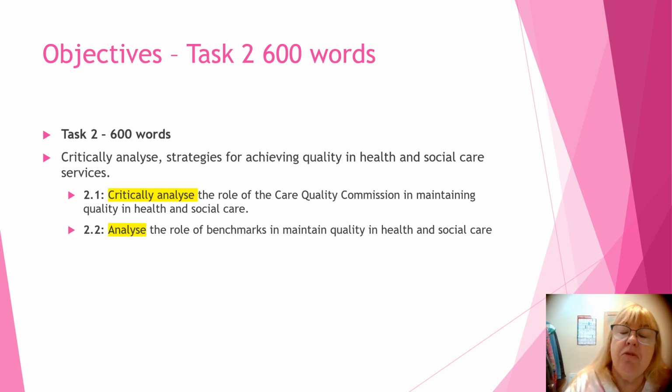Just as a heads up, 2.1 wants you to critically analyse. So you really want to look at strengths and weaknesses here, and you want to pick up some critiques of the CQC. Whereas 2.2 isn't so critical, but it wants some analysis in the role of benchmarks. So a little bit of balance, but maybe not so much as a heavy critique as in 2.1. When you're using your 600 words, just think about that.